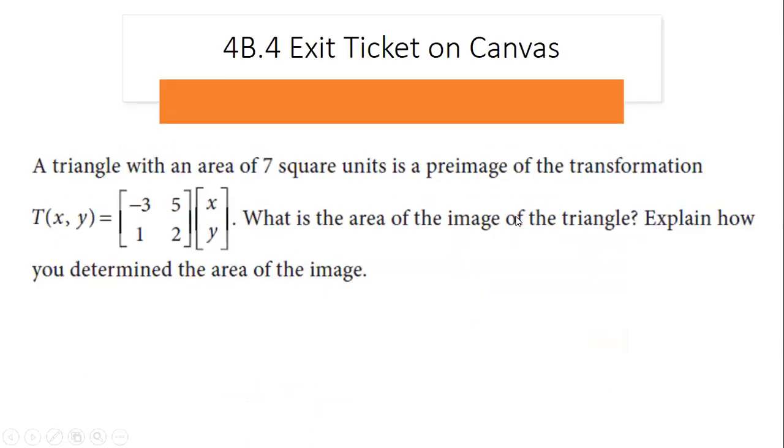Doable? All right, so your exit ticket should be something you can get done fairly quickly, maybe 90 seconds max. On Canvas, it says a triangle with an area of 7 square units is a pre-image of the transformation. What is the area of the image of the triangle? Explain how you determine the area. If you do not explain, you will not get full credit. If you just write a number, I will not give you full credit. Do you hear me? Okay.